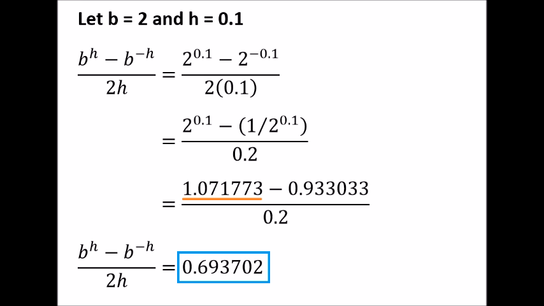In practice, I cannot actually let h go to 0, so instead, I'll just pick a number that's close to 0, like 0.1. As a fraction, 0.1 is 1 over 10, so this is taking the 10th root of 2. Look at the second line and figure out which law of exponents I used to get 1 over 2 to the 0.1. The number underlined in orange is numerically the 10th root of 2. Boxed in blue is the final answer for our limit.